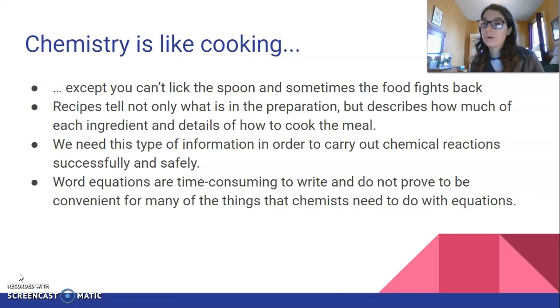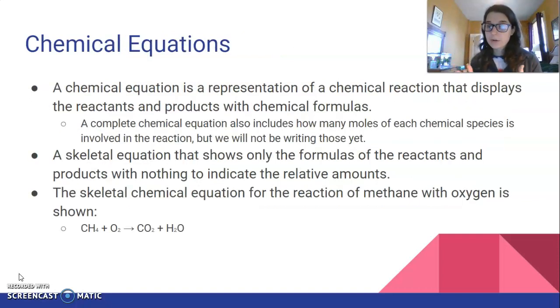Recipes not only tell you what is in the food, but also how to prepare it and how much of each ingredient, and other details about how to cook the meal. Chemical equations also include additional information that tells scientists this stuff. So we need the same type of information to carry out chemical reactions successfully and safely. Word equations are time consuming to write. They don't show us the chemical formula, and they're not very convenient for things that chemists actually need to do with equations.